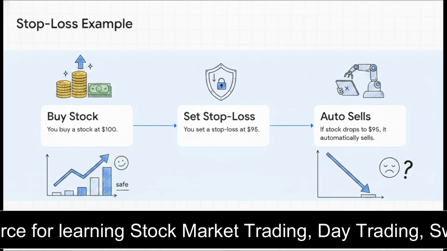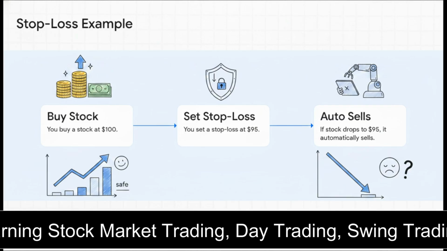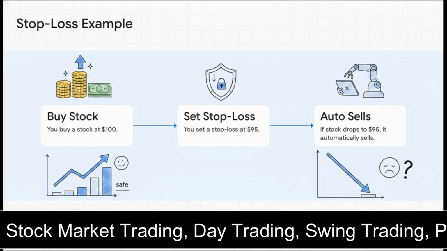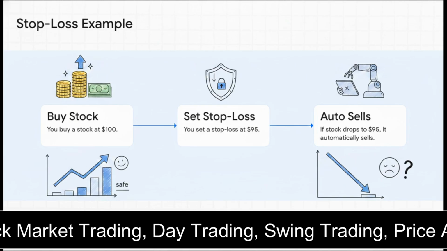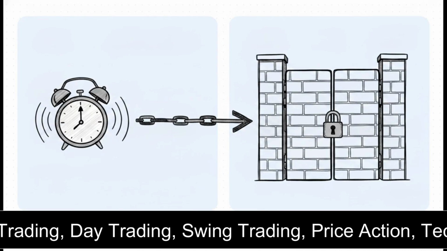Without that stop loss in place, you could have fallen asleep, held that stock all the way down to $50, and lost half your money. The stop loss is not optional, folks. It is pure survival. Now, there is an upgrade to this called the stop limit order. It's kind of like your smart exit.